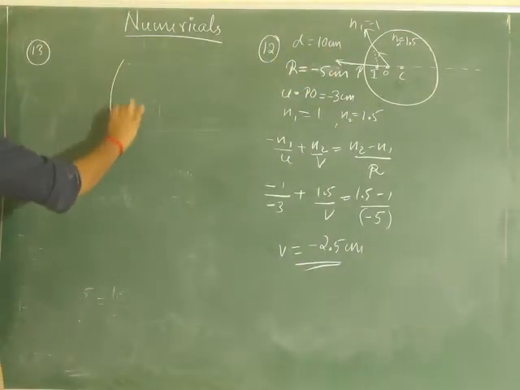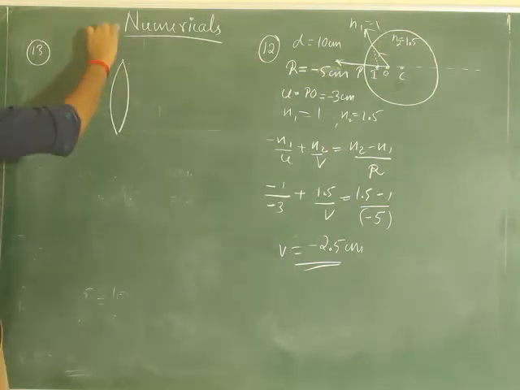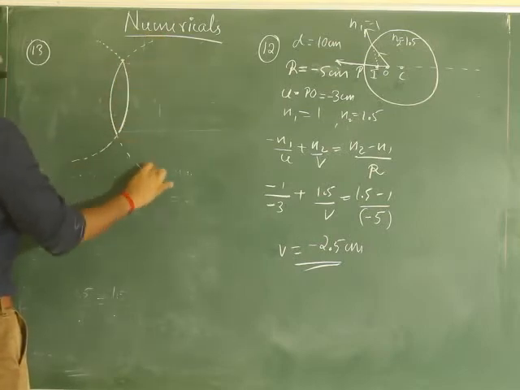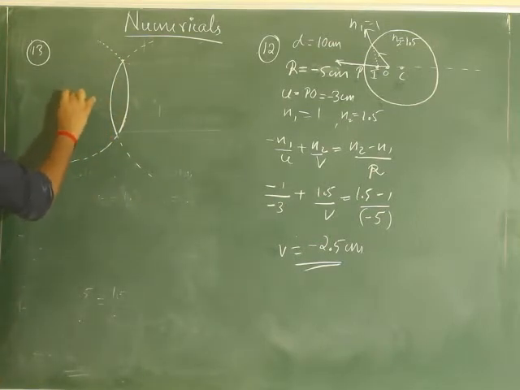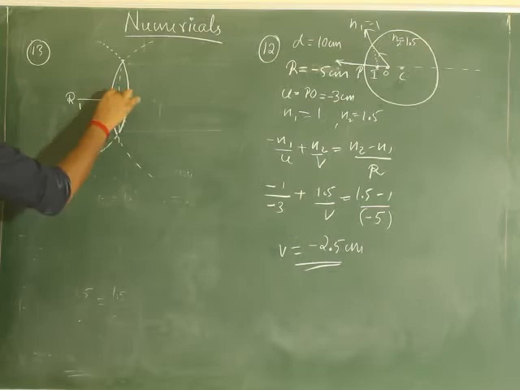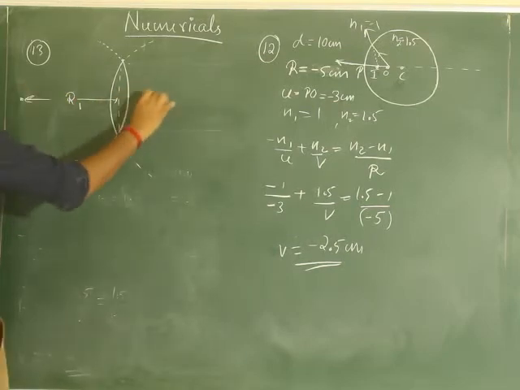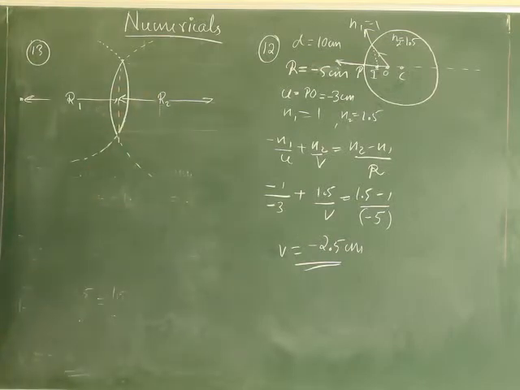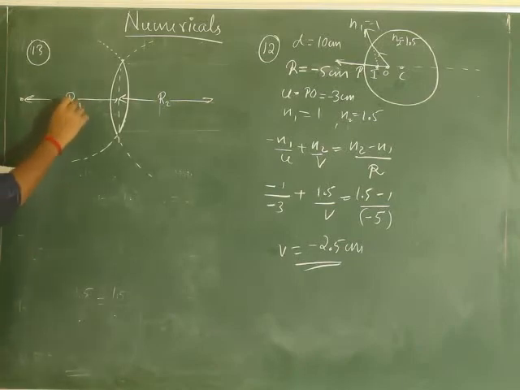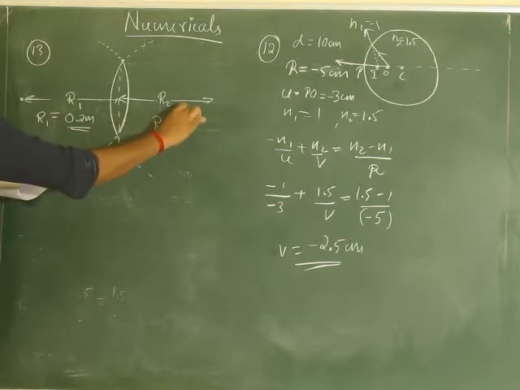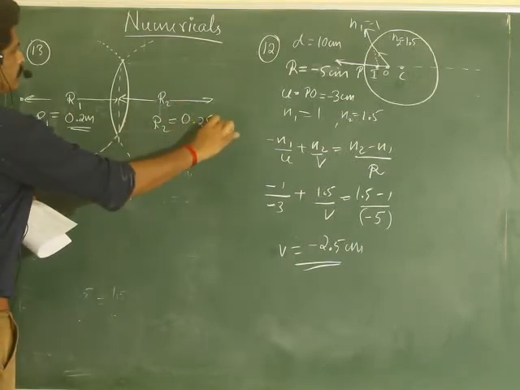There is a lens. The radii of curvature is given. So this face, radii of curvature like this. This face, some other radii of curvature. So this side, R1 I will take. This side R2 I will take. Suppose you consider, right, lens maker's formula, how we have done. So this is R1, this is R2. So here what is the value of R1? R1 equal to, they have mentioned in the question, that is 0.2 meter. Here R2 is 0.25 meter.